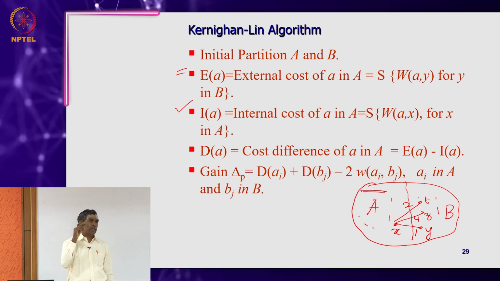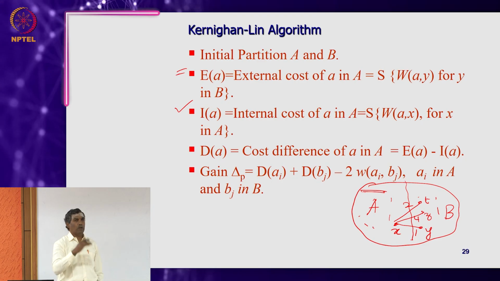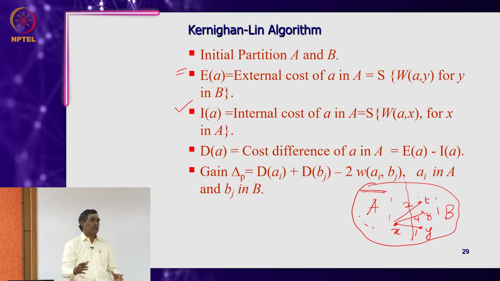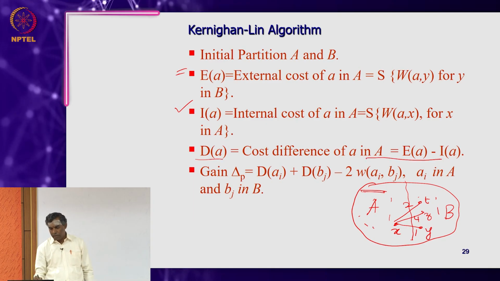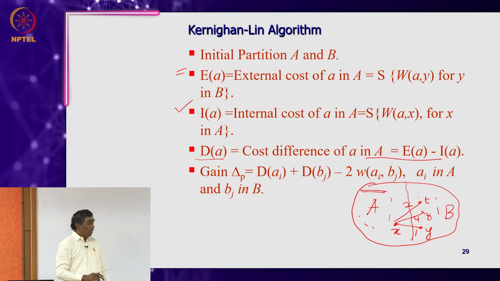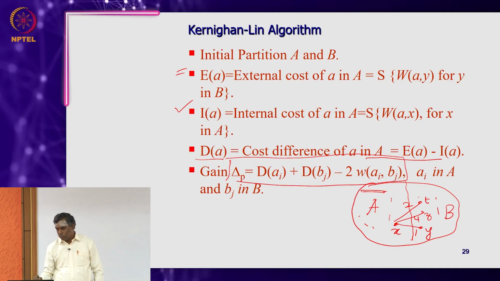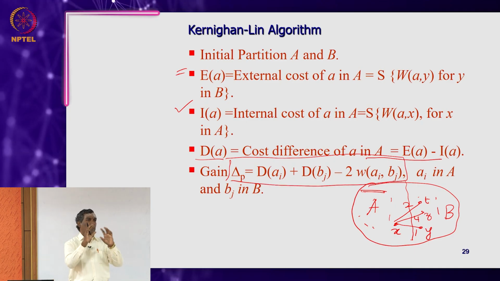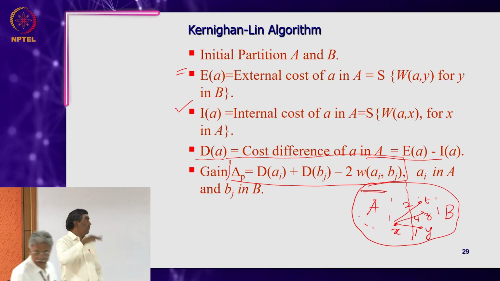Then EX, that means the external cost of this X is 7. So you try to find the internal cost and external cost, then you find the difference. This D is the difference of the internal cost and external cost. Then you find the gain on that. What is the gain? This is the most important one, because it gives how the difference is there, because you want to improve, you want to optimize this difference.